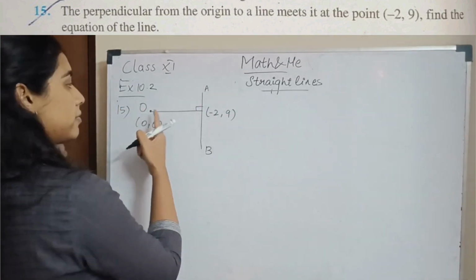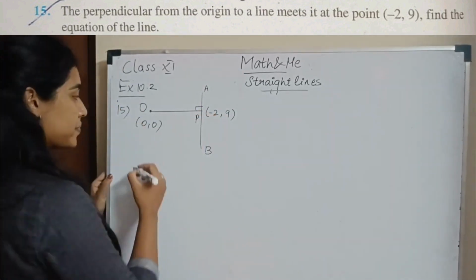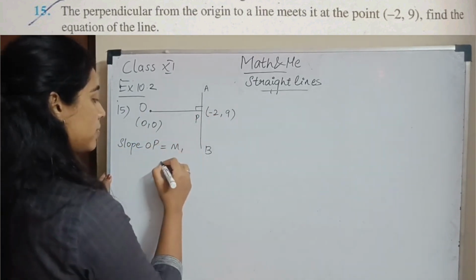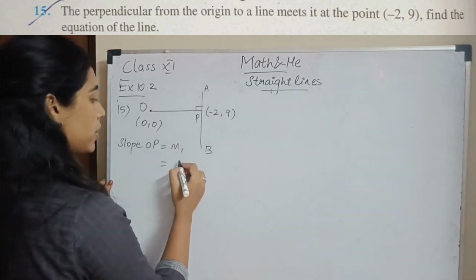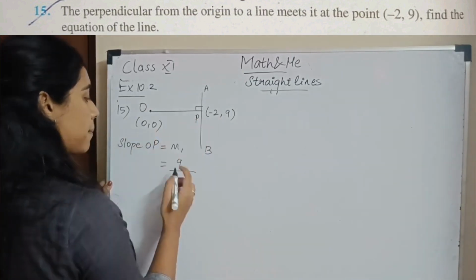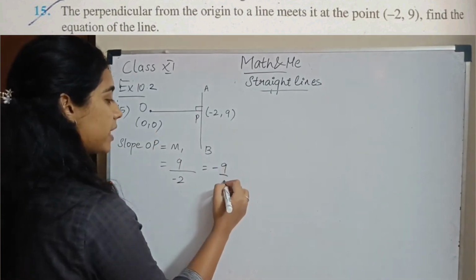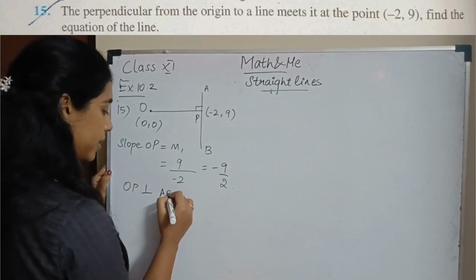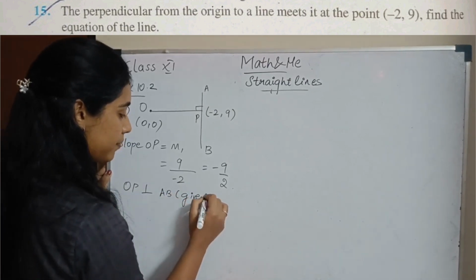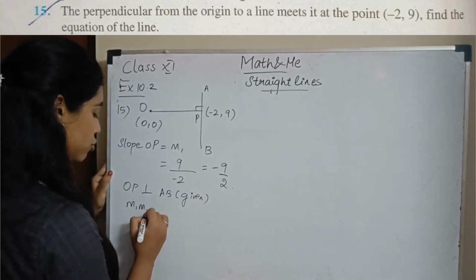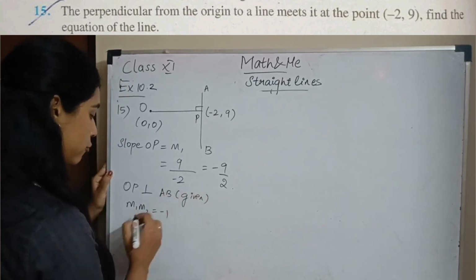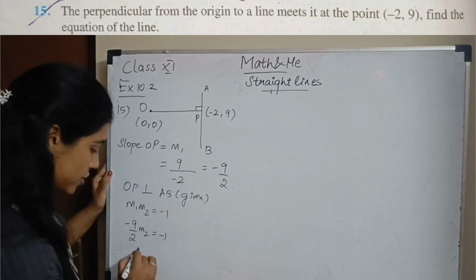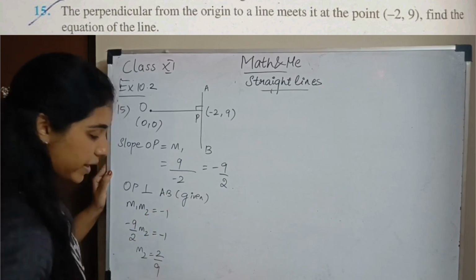So what do you know? You have O, let me mark this as P. So slope OP equals M1, which is y2 minus y1 divided by x2 minus x1. So what do you have? Minus 9 by 2. Since OP is perpendicular to AB, as given in the question, M1 times M2 equals minus 1. So what is your M1? Minus 9 by 2. M2 equals minus 1. So your M2 is 2 by 9.